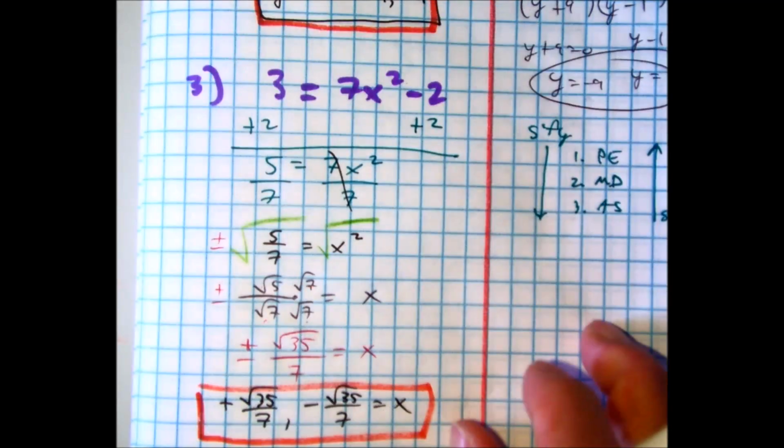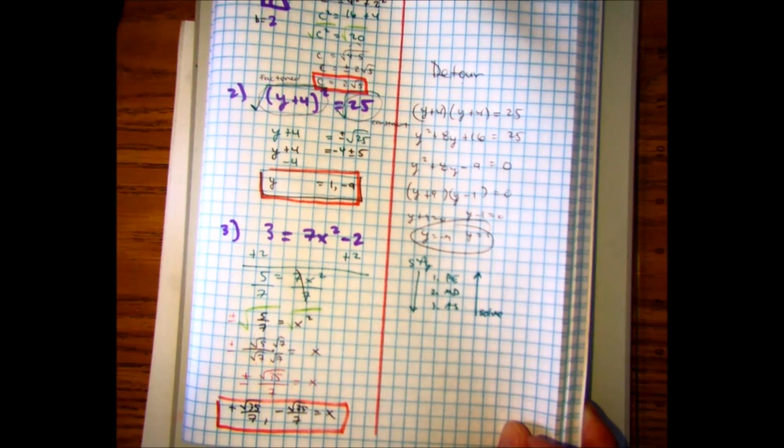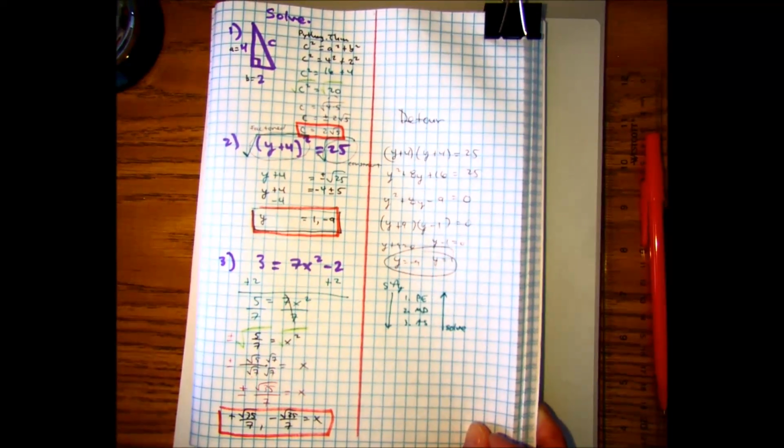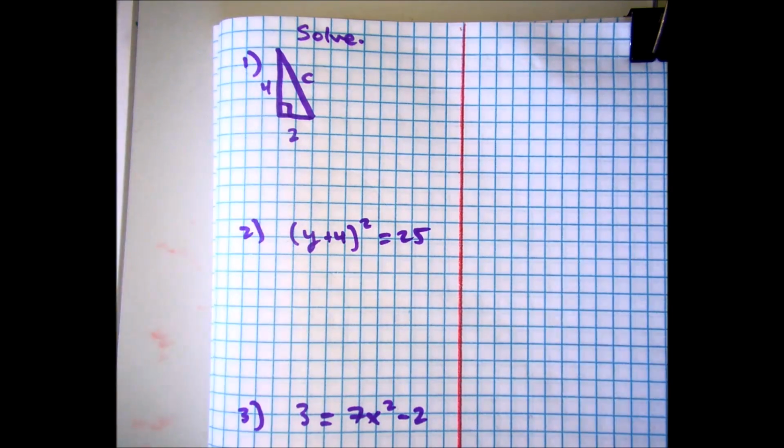What did we learn in these three problems? Square root method is a way for quadratics. Make sure that it is isolated. Make sure you don't forget the plus or minus. I have three examples here.